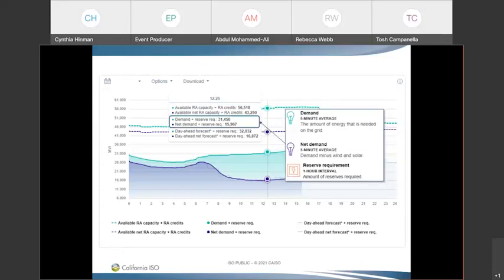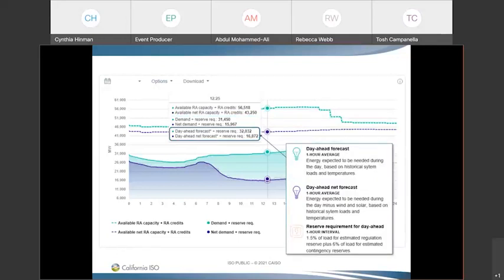The next two that we're going to talk about are the green and purple areas of the graph, the shaded areas, and those are the demand plus reserve requirement and the net demand plus reserve requirement. In those green and purple shaded areas, the green shaded area represents the amount of energy that's needed on the grid, including both demand and the reserve requirement, and the purple shaded area deducts the wind and solar.